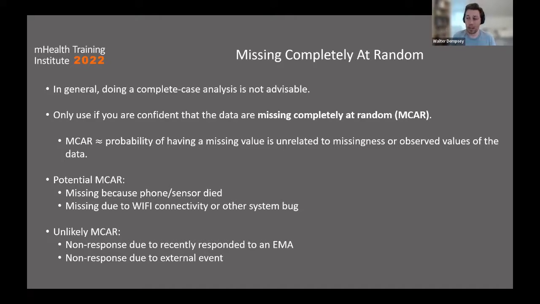But in many contexts, we don't feel comfortable with the missing completely at random assumption. An example where that would be true is if I'm asking about positive and negative affect. Maybe I'm concerned that if my urge is high and my negative affect is high, I'm less likely to fill out the survey. In that case, I wouldn't have missing completely at random, and if I just did a complete case analysis, I would have potential bias.